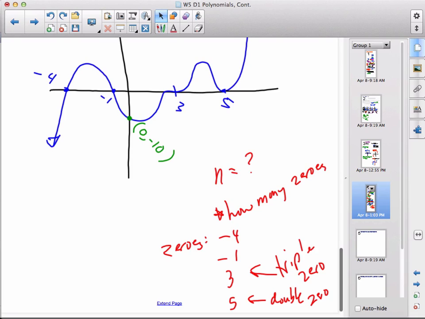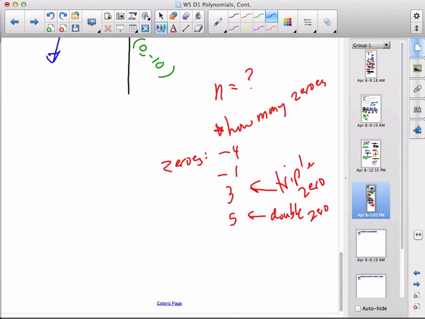So how do these zeros inform your function? Well, we know that we have 7 zeros. So what does that tell us about n? It tells us that n is 7. How did you find out it was 7 zeros? Because you got 1, 1, plus 3 is 5, plus 2 is 7. Nice way of talking about it. So you got 7 zeros.